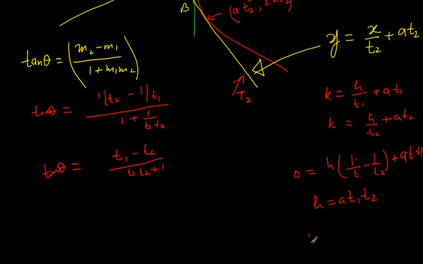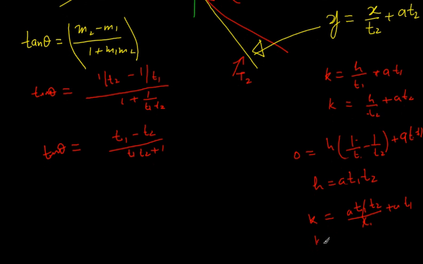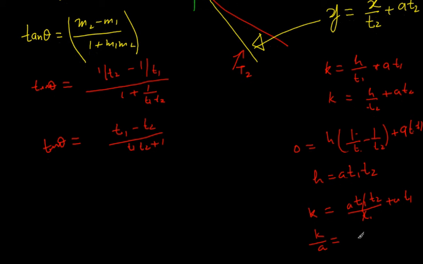k should be equal to a t1 t2 by t1 plus a t1. This t1 will get cancelled. You will get k by a equal to t1 plus t2. So you got t1 plus t2 and you got the t1 t2 value.